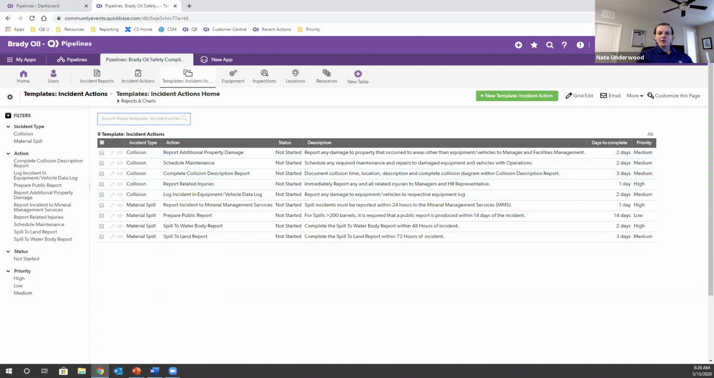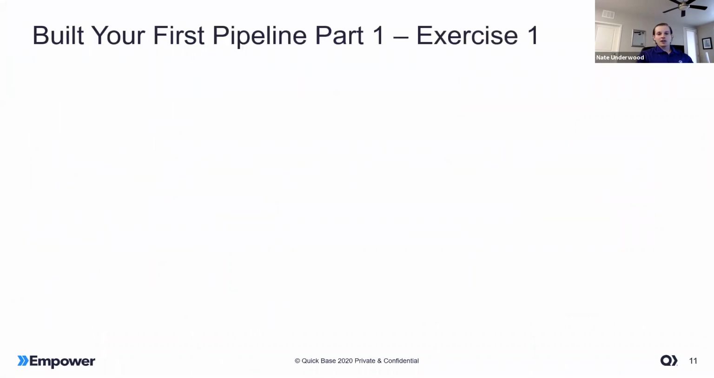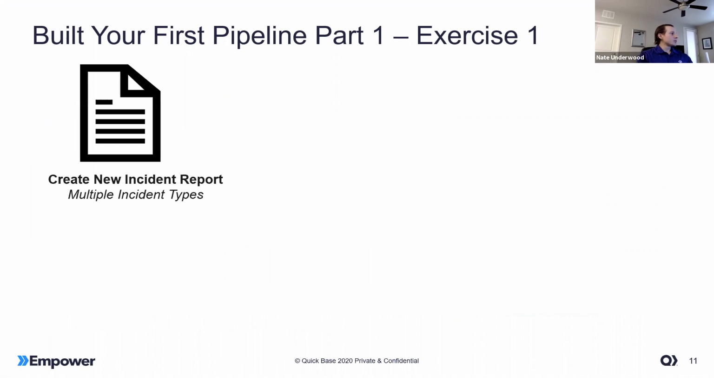Now that we have a pretty good understanding of the app here, let's jump back to our presentation real quick. I'm going to talk a little bit more about this first exercise before we actually go ahead and build it. I just want to make sure we have a really good understanding. The first thing we're doing is creating a new incident report. The important thing again to note is that we have an incident type. We're going to select that when we actually create the report.